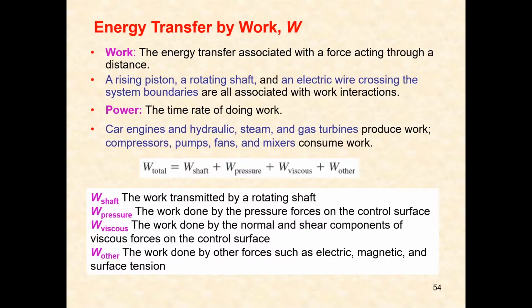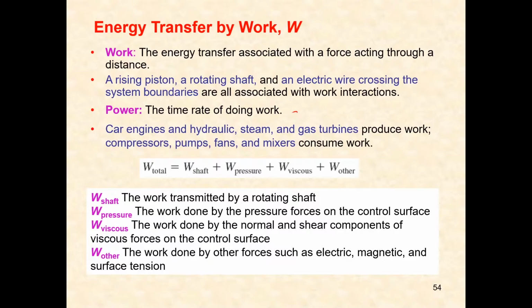We have work, which is the energy transfer associated with a force acting over a distance, where work equals force times distance. And we have power, which is the rate of work, or work over time. So power is work divided by time. There are several types of power devices: car engines and gas turbines all produce work, while compressors, pumps, fans, and mixers all consume work. You need to know which applications produce work and which consume work.